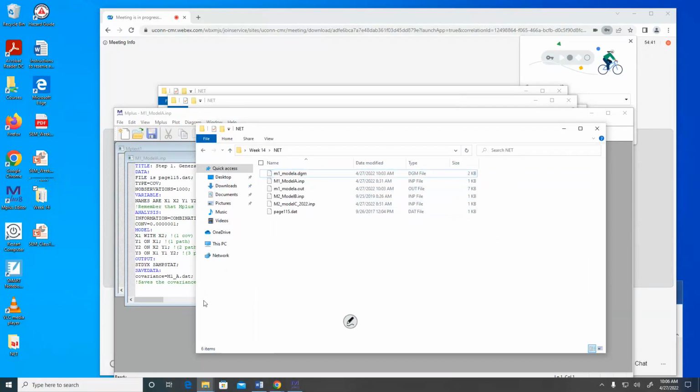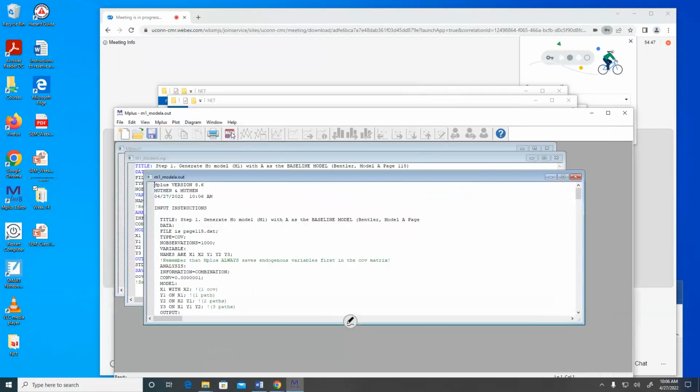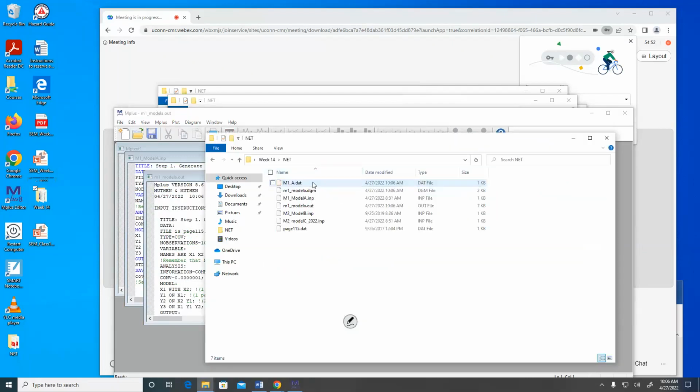Delete. Okay, just deleted it. Okay. Let's go back and do that again. Okay, run. Okay, now week 14, net. There it is again. See? So yeah, it's totally creating that data file. That's what the save data command does. And that's really kind of the point of this first model, is that now I've created this model implied variance covariance matrix that I'm going to use, and I'm going to run the second model that I'm interested in, but I'm going to use this model implied variance covariance matrix instead of the actual data.